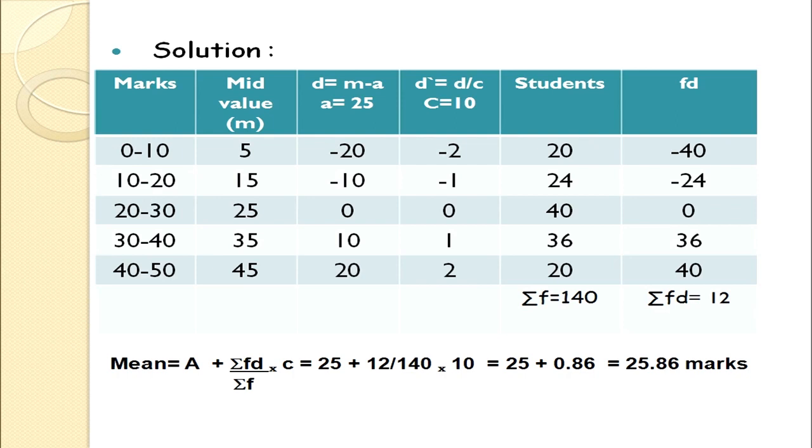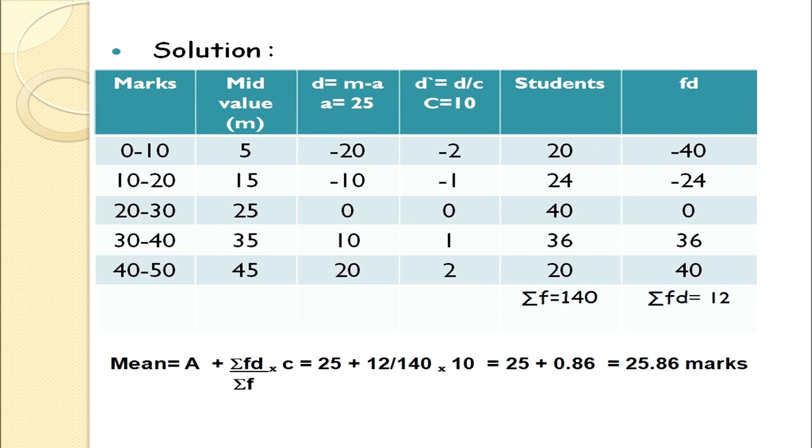Hence, when we know d dash is calculated, we are going to multiply by its frequency. What is d dash? Minus 2, frequency 20. 20 into minus 2 gives minus 40. 24 into minus 1 gives minus 24. 40 into 0 gives 0. 36 into 1 gives 36. 20 into 2 gives 40. Once we have calculated fd dash, the sum is 12. The sum of frequency is 140.